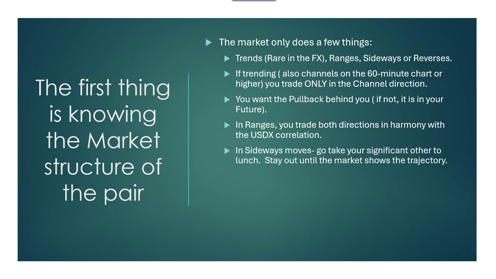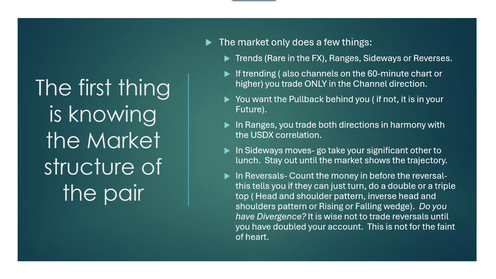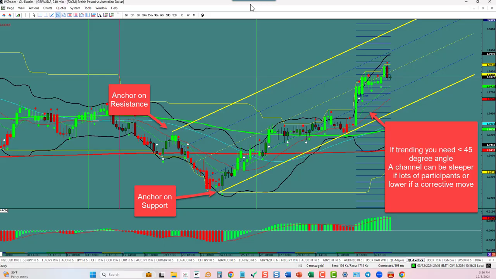In sideways moves, go take your significant other to lunch. Stay out until the market shows the trajectory. In reversals, count the money in before the reversal. This tells you if they can just turn, do a double or a triple top, a head and shoulders pattern, an inverse head and shoulders pattern, a rising or a falling wedge. And do you have divergence? It's wise not to trade reversals until you have doubled your account. This is not for the faint of heart. All right, so let's look at each one.